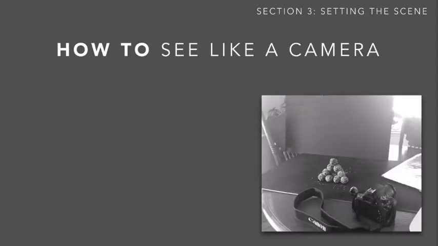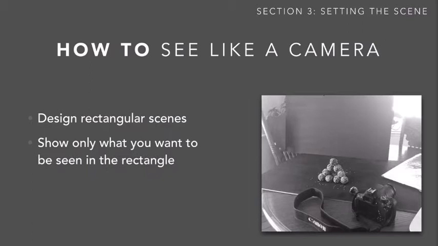Once we understand that our mind is very different than the camera lens, then we can start to see like a camera. We can design rectangular scenes because the camera only sees one small rectangular frame, so we can use that information to our advantage and set up a rectangular scene as opposed to the whole room. Unless you're taking a very wide shot, you're only going to have that small rectangular frame in focus, and that's the only thing you really need to pay attention to. So you can show only the elements that you want to be seen inside of that rectangle. Leave everything else out, put what you want in that rectangle, and it gives you a much more centralized focus to set up your shots.